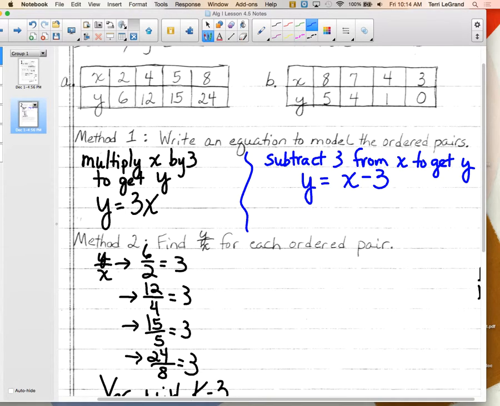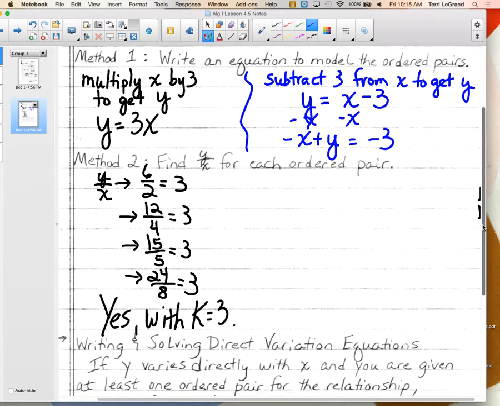Or, you know what, let's put that x over on the other side so it's in standard form. We're going to subtract x from both sides. So we're going to have a negative x plus y, standard form, equals, and this would be a negative 3 left over here. So when it's in standard form, ax plus by equals c, what does c, the constant, have to be? Has to be 0. Is it 0? No, it's negative 3. So our c value is negative 3. So that is proving that it is not direct variation.